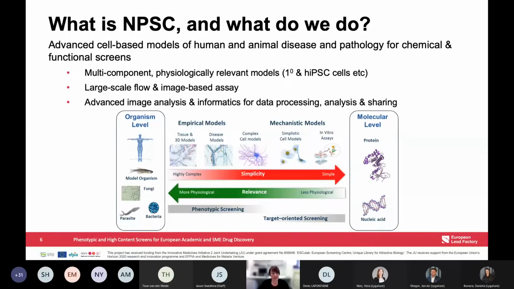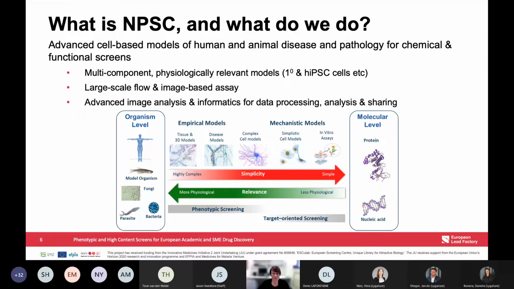So at the NPSC, our mission is to drive and develop advanced cell-based models of human and animal disease and pathology for chemical and functional screens, where we focus on multi-component, physiologically relevant models, often utilizing primary, patient-derived, or human-induced pluripotent stem cells, for example. And we use these assays in large-scale flow and image-based assays for generating advanced imaging and informatics for data processing, analysis, and sharing.